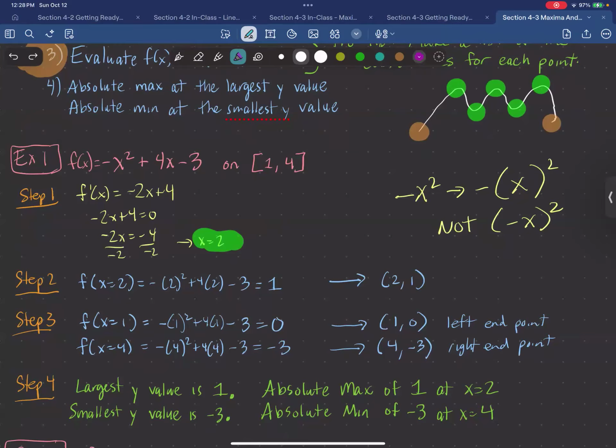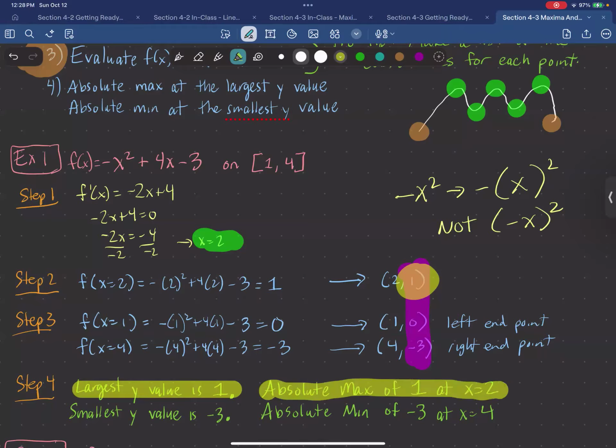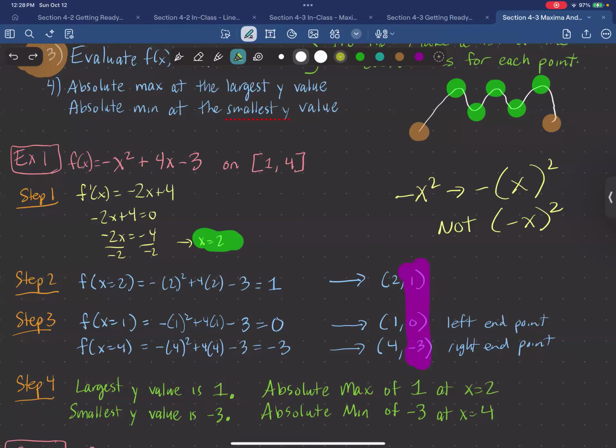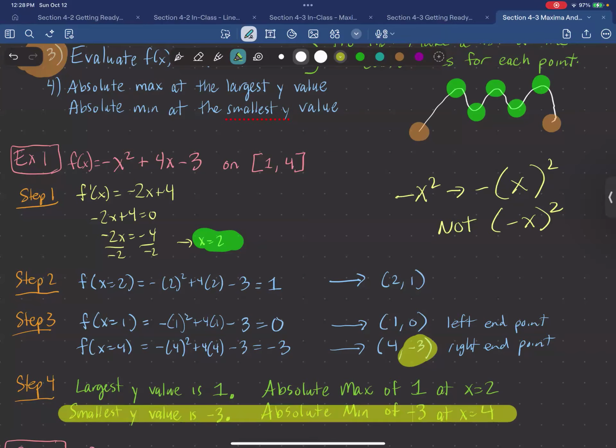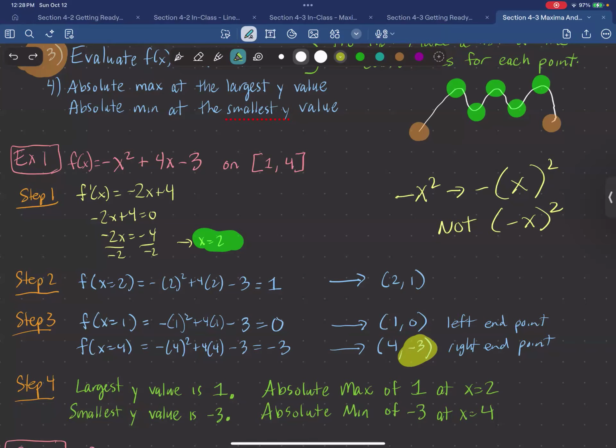Finally, we look at the list. I got these values right here. The largest one is the 1. So the largest y value is 1. I have an absolute max of 1 at x equals 2. My smallest value is -3. So I have an absolute min of -3 at x equals 4. That's how we do it.